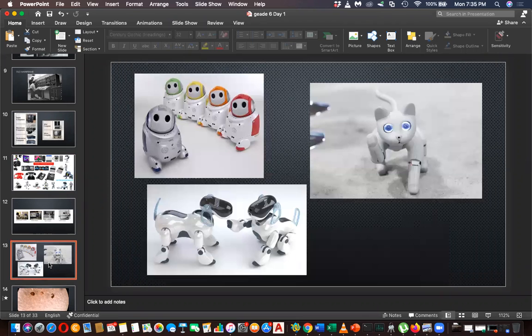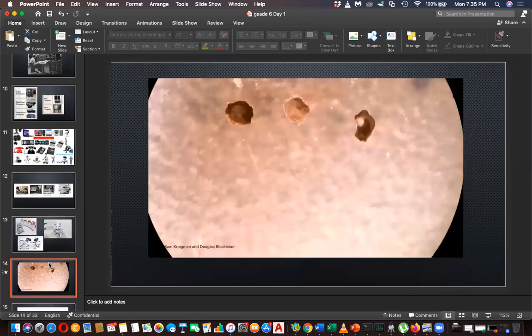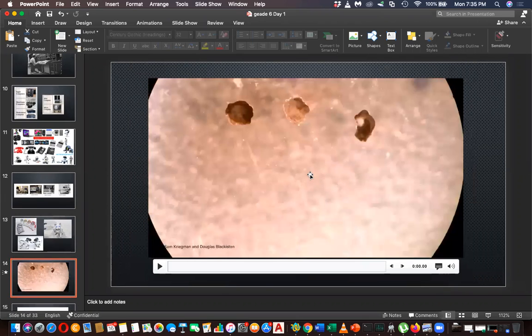Okay, then we studied about this one last week, that is the world's first living robot.